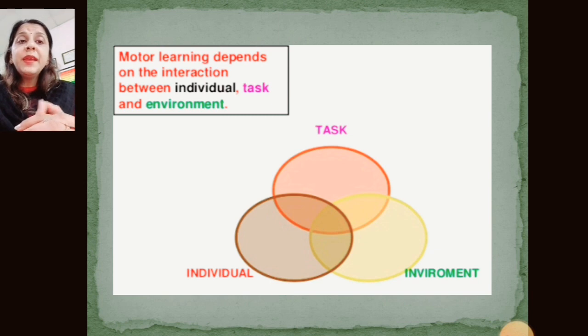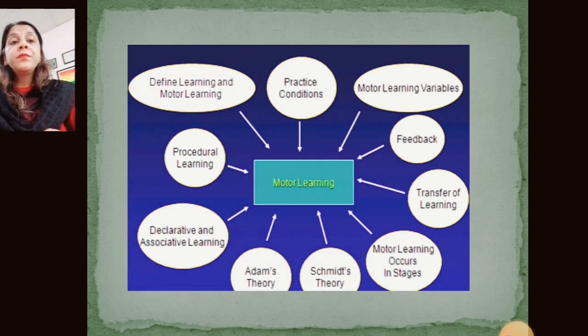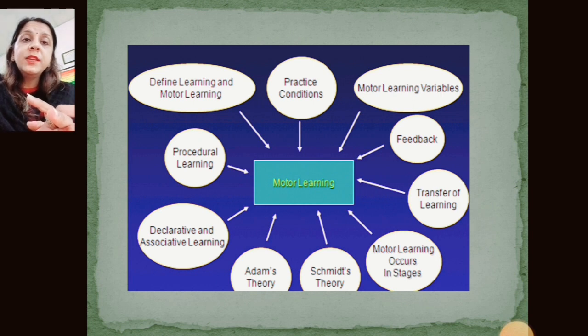Now the question arises: what is the role of the individual in a particular task or environment? Can the environment affect motor learning or not? The answer is yes. The individual, the task and the environment work in interaction, simultaneously, to produce a particular behavior. There are different aspects of motor learning: the classification of motor skills, the classification of learning, the different theories behind it, and how motor learning occurs in different stages.